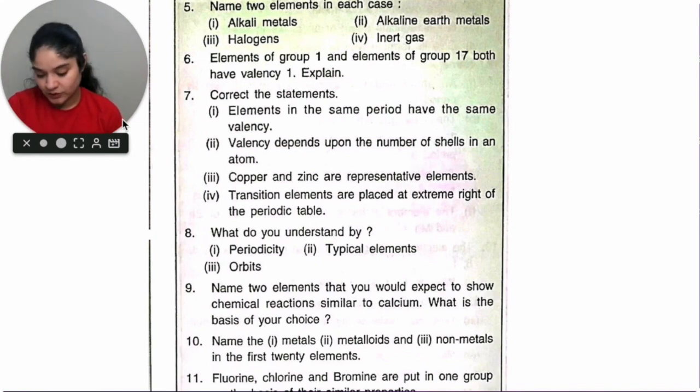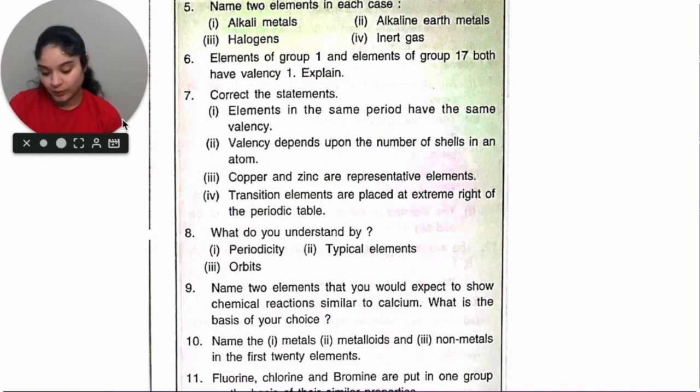Now the next question is, name 2 elements that you would expect to show chemical reactions similar to calcium. What is the basis of your choice? So you can pick up beryllium and magnesium. Both of them will show you similar chemical reactions as calcium, because both of them will have the same number of valence electrons and they belong to same group.